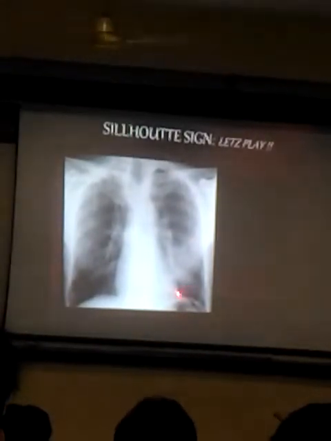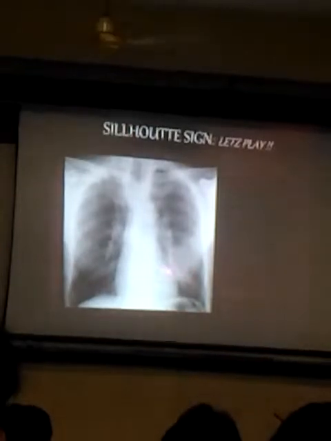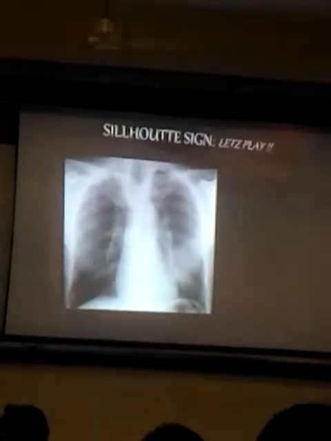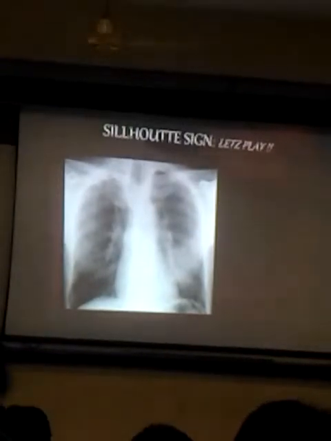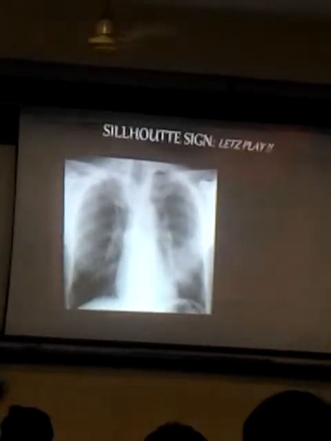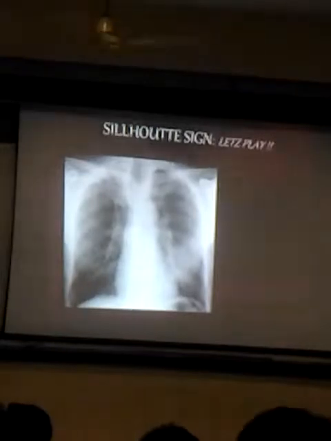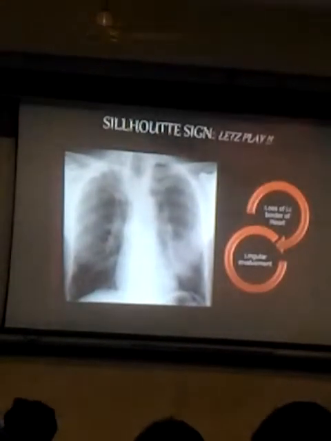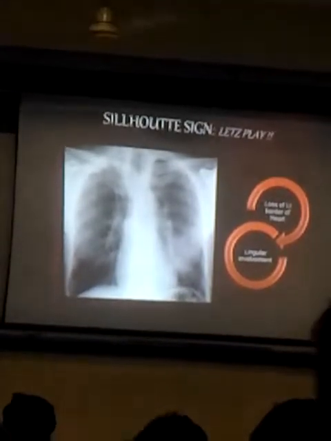Perhaps yes, in this small part here. In this region, I cannot see the left heart border. Plus there is an obvious opacity in the left paracardiac region there. Which means that this disease is located in the lingular segment of the left upper lobe. Excellent. Correct. Second time in a row.